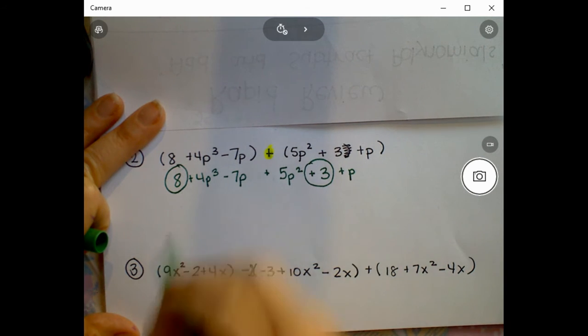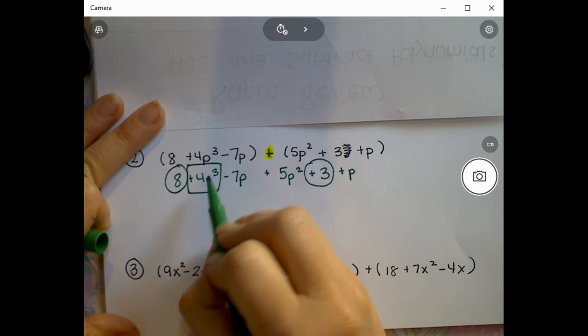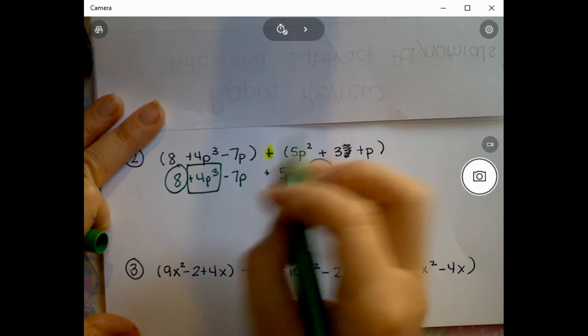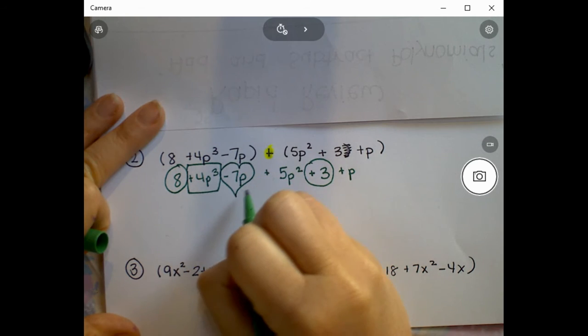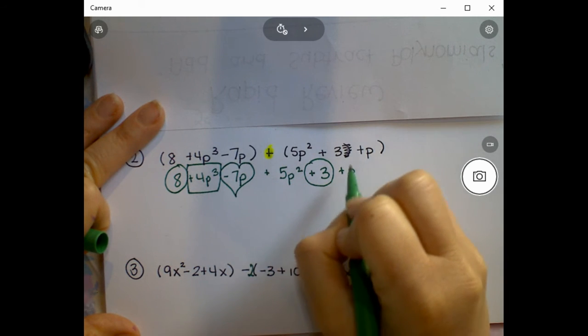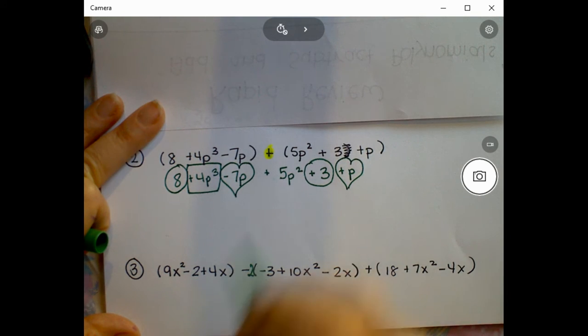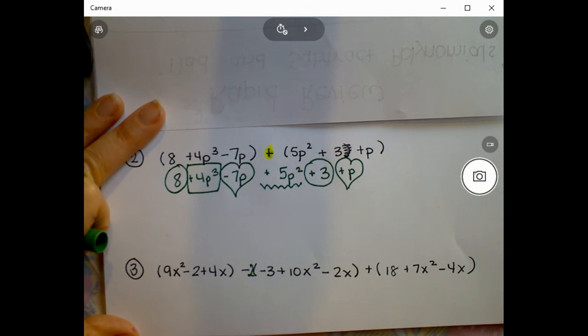Okay. Then we have p cubed. So we're going to look through for more p cubes, and there are no more. Okay, so that one has no friends. We have p, so we're going to look through. Here's a p with no exponent. And our last term has p squared, and there are no other p squareds.